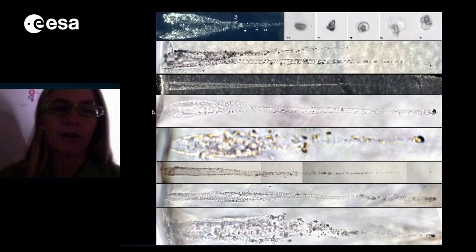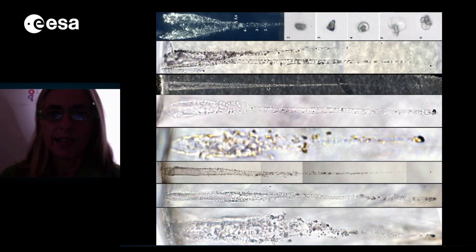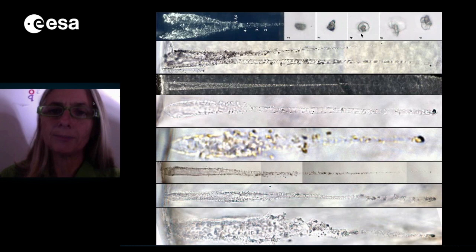In fact, if the material was mainly mineral, then the track that would have formed was something like this. It was called carrot-like, and no bulb at the very beginning of the track was present. Here, upper right, you see different samples of particles that were collected at the very end of the track. These were called terminal particles.